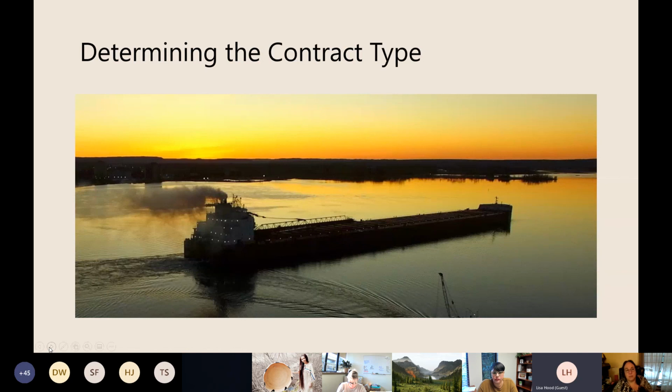So you have to determine what type of contract you're going to have, what type of contract type.